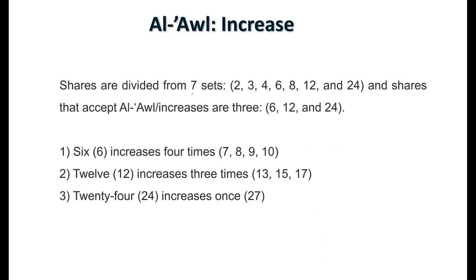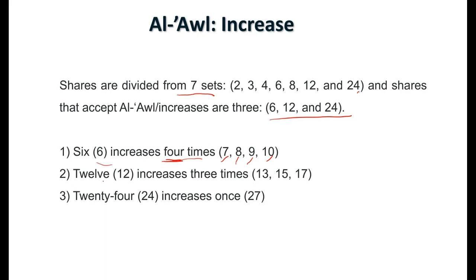The shares are divided from 7 sets, and they are 2, 3, 4, 6, 8, 12, and 24. And the shares that accept al-awl are only these 3 here: 6, 12, and 24. Number 1, the 6 increases 4 times. So when awl enters, 6 increases 4 times. From 6 to 7, from 6 to 8, from 6 to 9, and from 6 to 10. And there are 7, 8, 9, and 10.